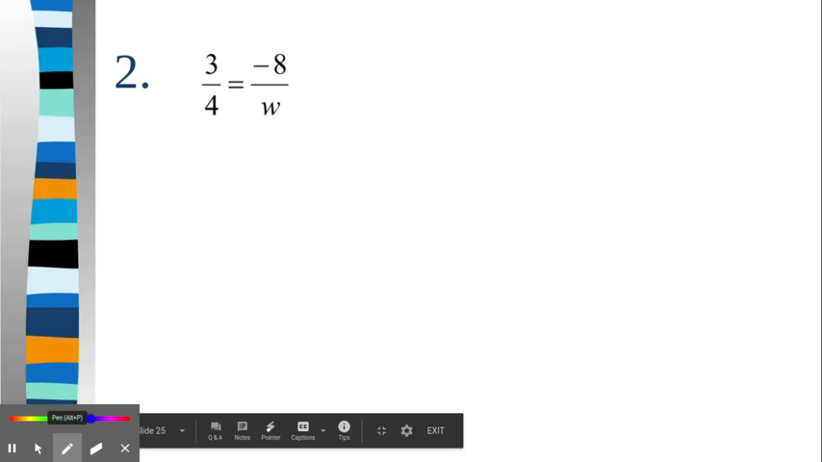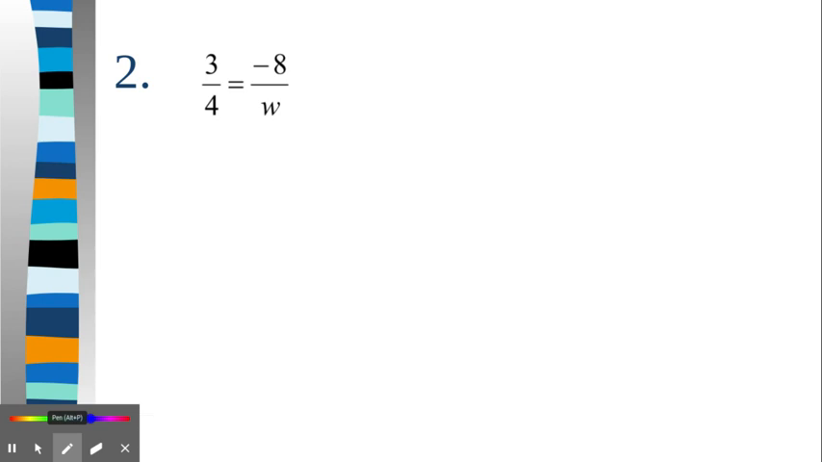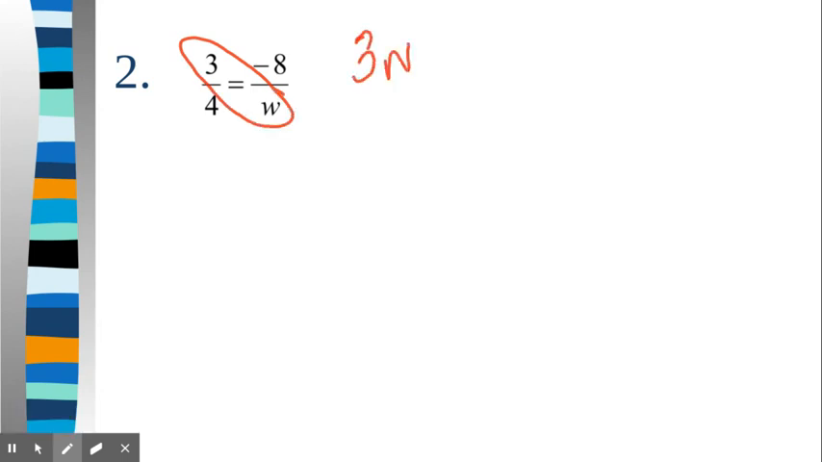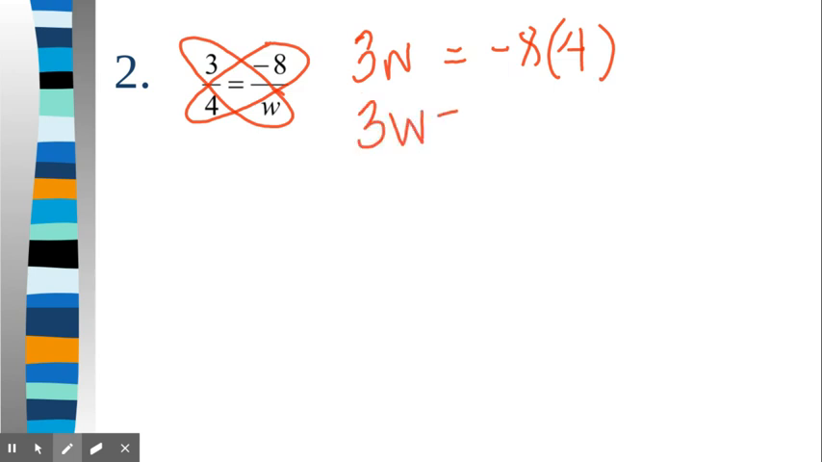Okay, so we have another example. This time our variable is in the denominator. We're still going to cross multiply. It doesn't matter the order you do this. So we'll look here. We have 3 times w, which is going to be 3w. We want to set that equal to our other diagonal, or negative 8 times 4. 3w equals negative 32. And then we want to get that w by itself. So we will divide by 3.